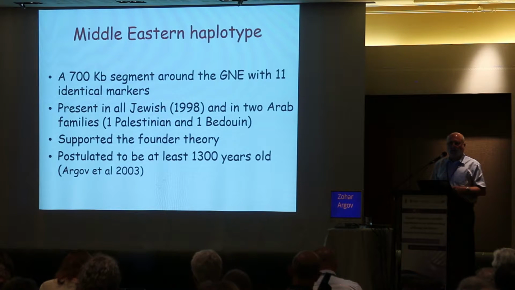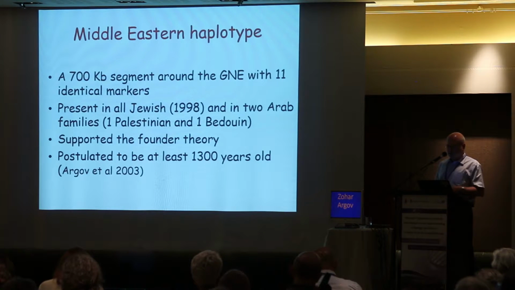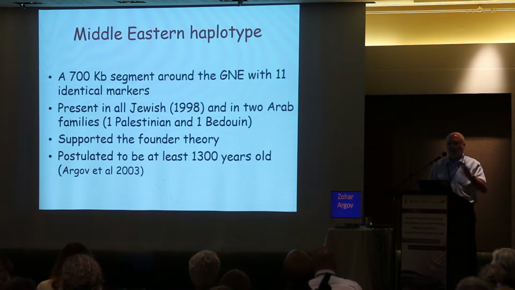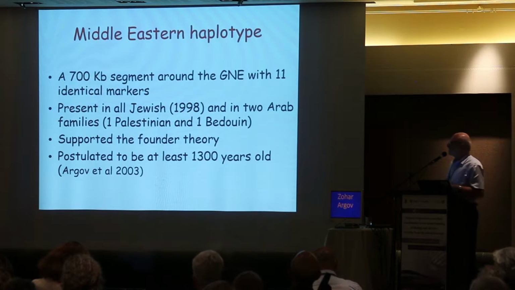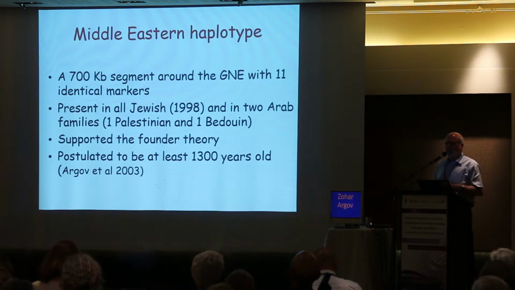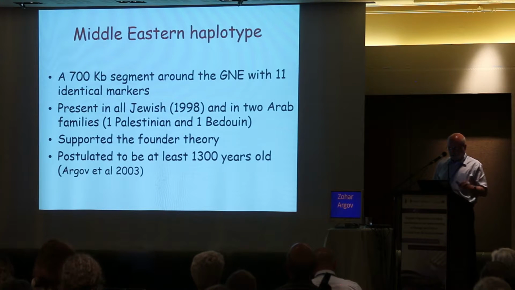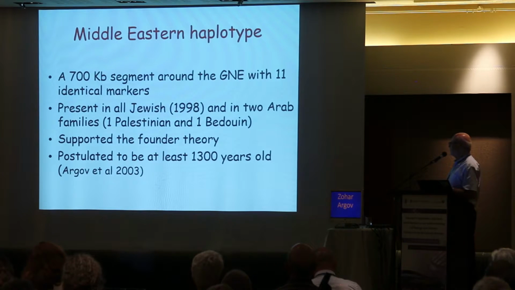It had 11 identical markers unchanged, and it was present, as we knew in 1998, in all the Middle Eastern Jewish patients, and in 2 Arab families. By then, we had only 2, which I identified on clinical basis. The disease, I will not dwell on it, being a neuromuscular expert, but you can make the diagnosis in a tent in a Bedouin village, because it has certain clinical features which are unique. And that supported the founder theory.